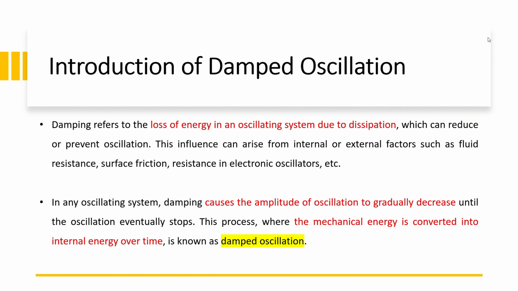In any oscillating system, damping causes the amplitude of oscillation to gradually decrease until the oscillation eventually stops. This process, where the mechanical energy is converted into internal energy over time, is known as damped oscillation.